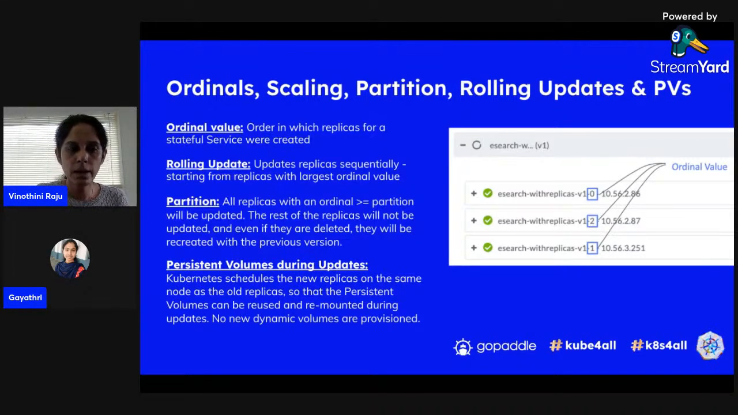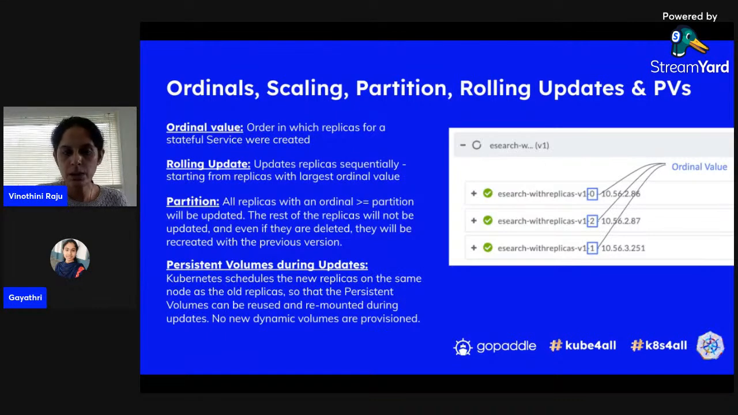That's a key consideration when you're doing a rolling update, because based on these ordinal values, even Kubernetes is going to do the updates in a sequential order with the largest ordinal value first, which means it starts with esearch-2 and then 1 and then 0. So it goes in the reverse order, right?